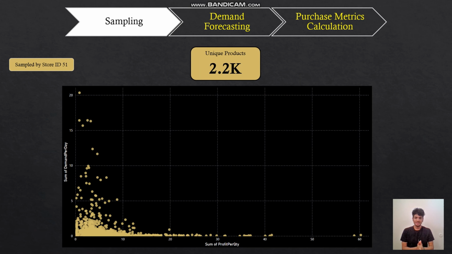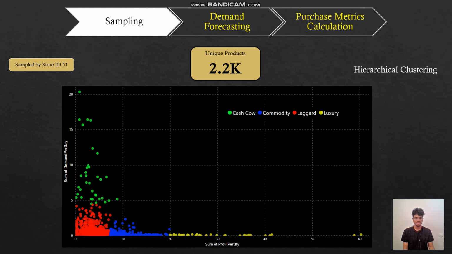Four products out of this was selected for an analysis, and that was performed by first clustering the products into four different groups using a hierarchical clustering method. And the four groups were cash cow, that covered all the products with a very high demand, which was sold almost every day, but it was sold for very less profit.